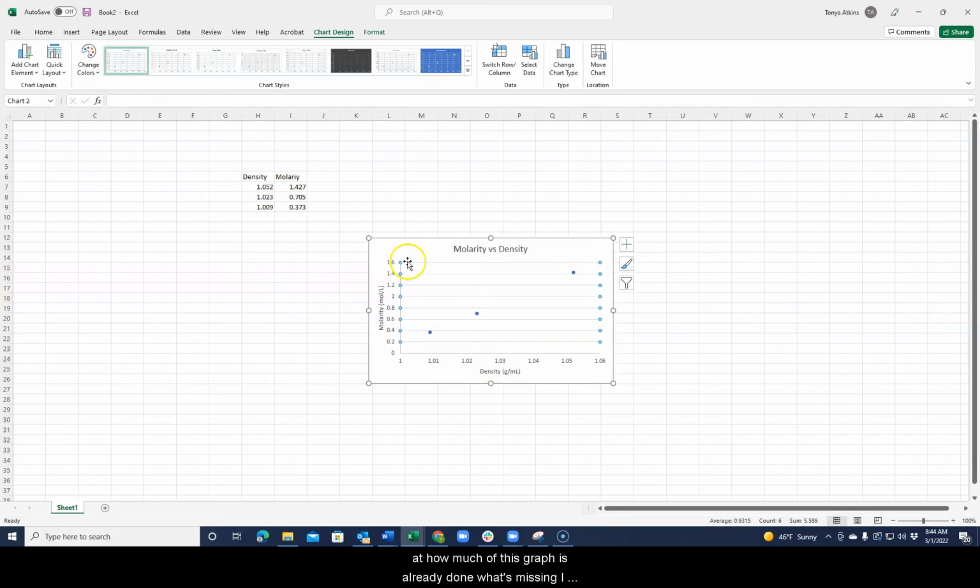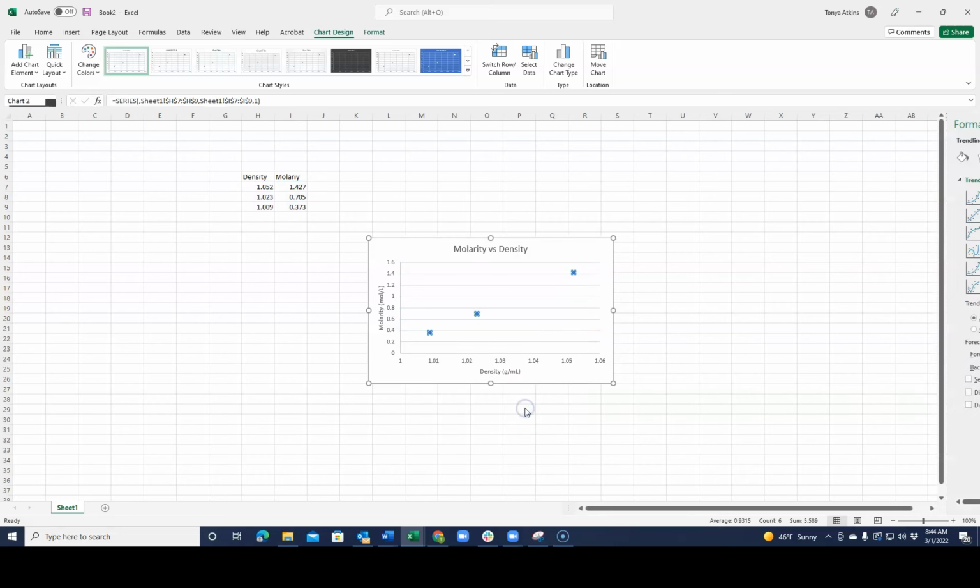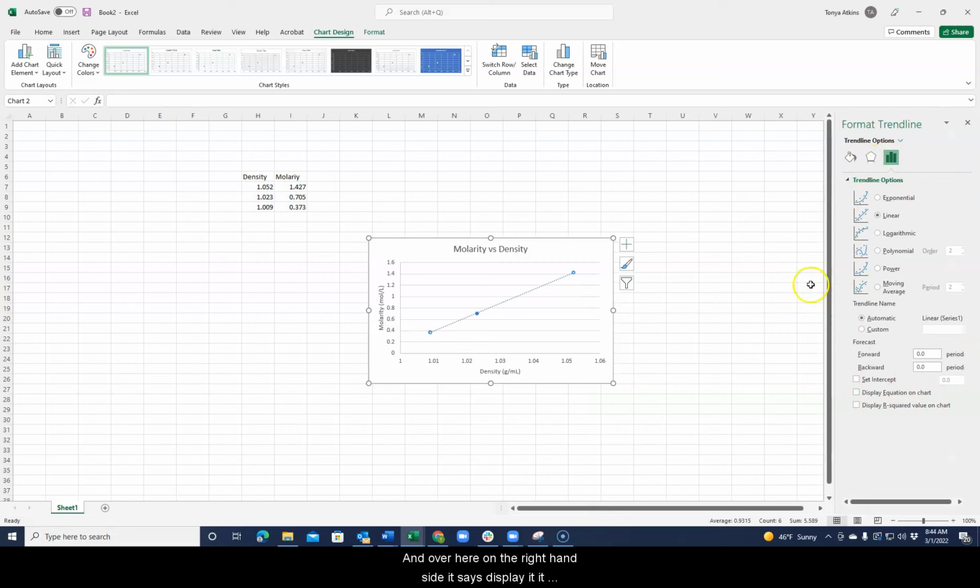All right, so now look at how much of this graph is already done. What's missing? I need the trend line. In Excel, you're going to right-click on the dots. So you want to make sure you right-click. When you right-click, you're going to add the trend line. And over here on the right-hand side, it says display, it says linear. That's the default. It should be linear. And this is going to display the equation on the chart and display the R-squared value.